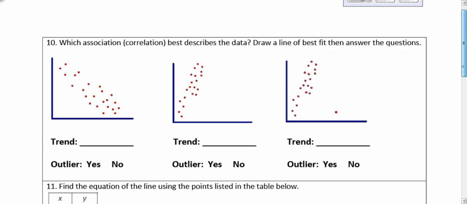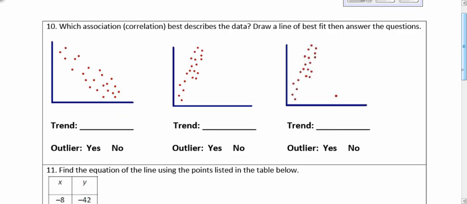Number 10, which association or correlation best describes the data? Draw a line of best fit, then answer the questions. So I'm going to draw a line of best fit. Remember, when you draw a line of best fit, it goes through the center of all of the points. You're not connecting the points. This is a negative trend. Negative because it goes down from left to right.